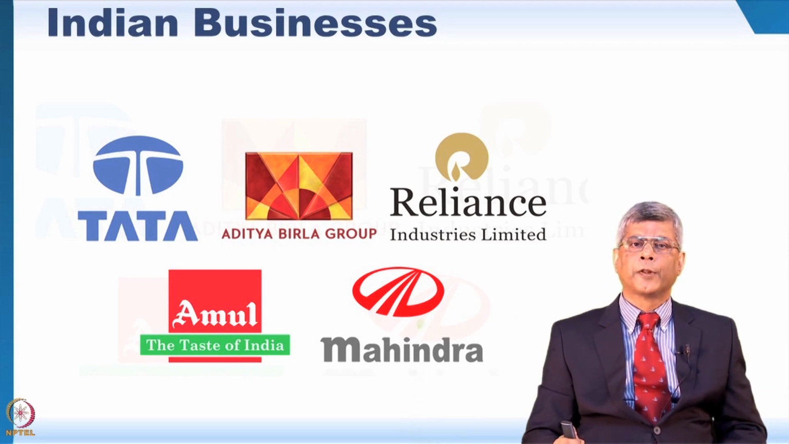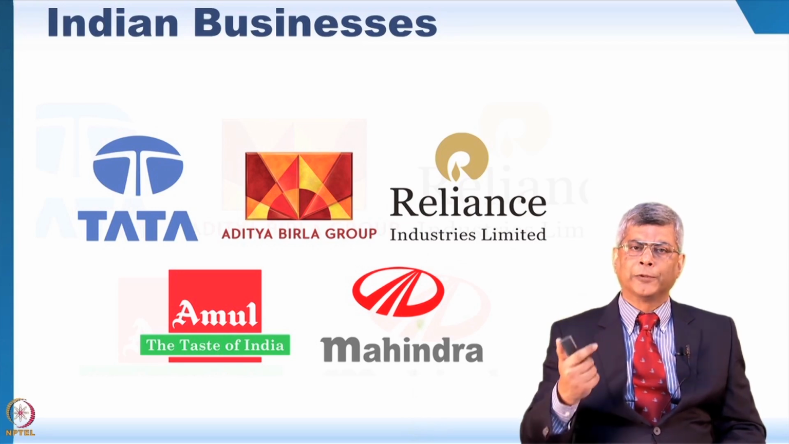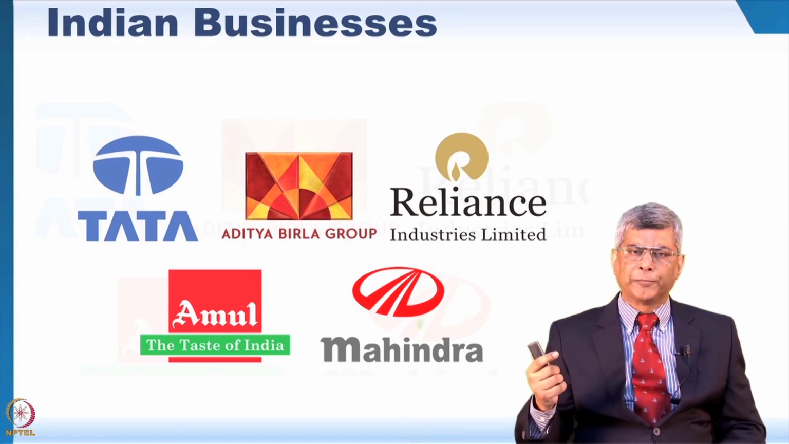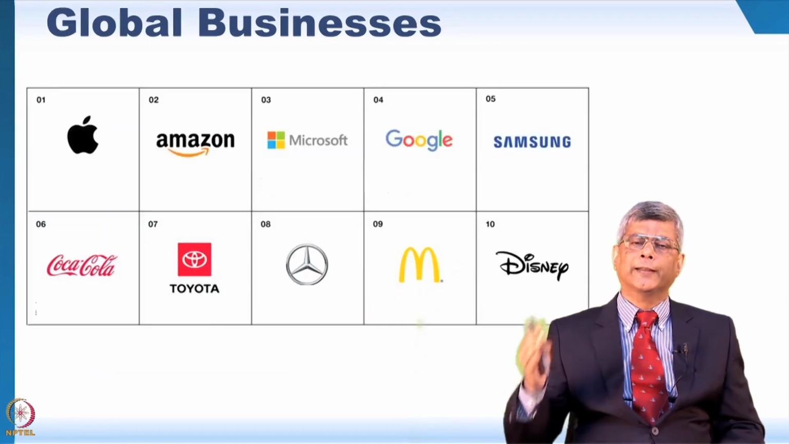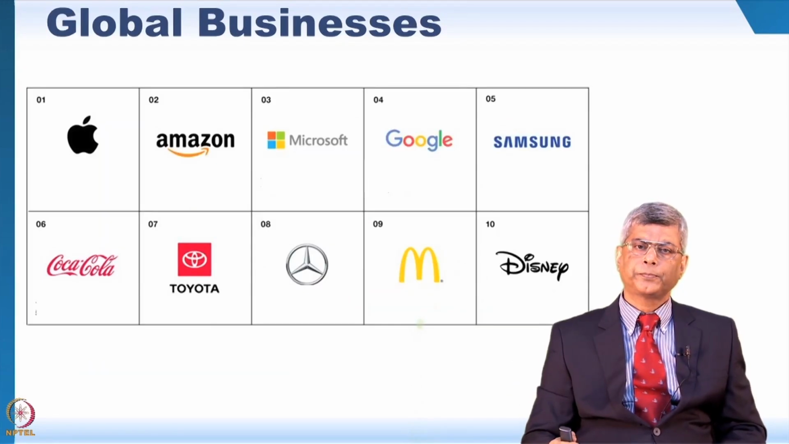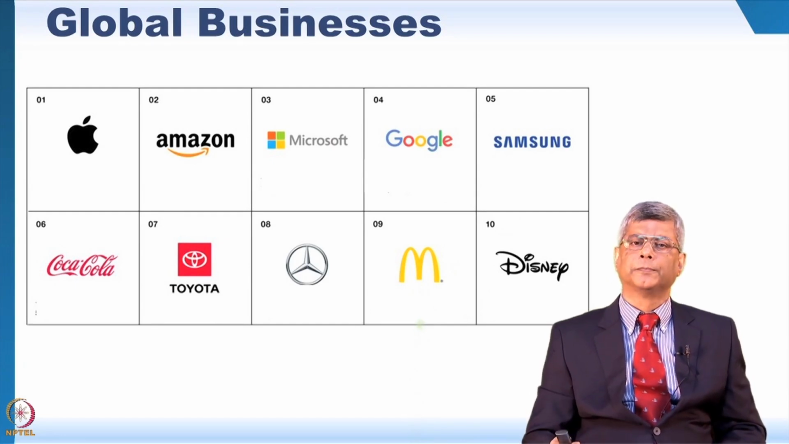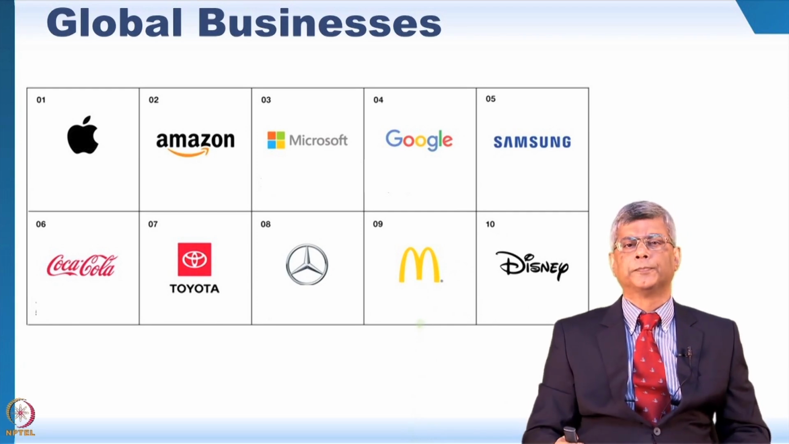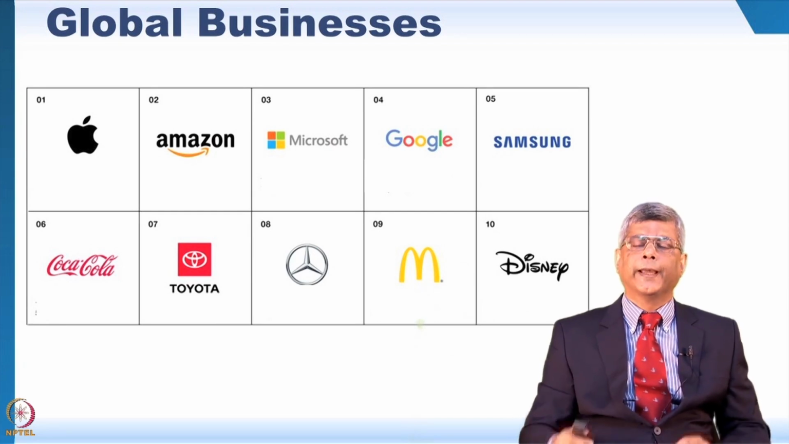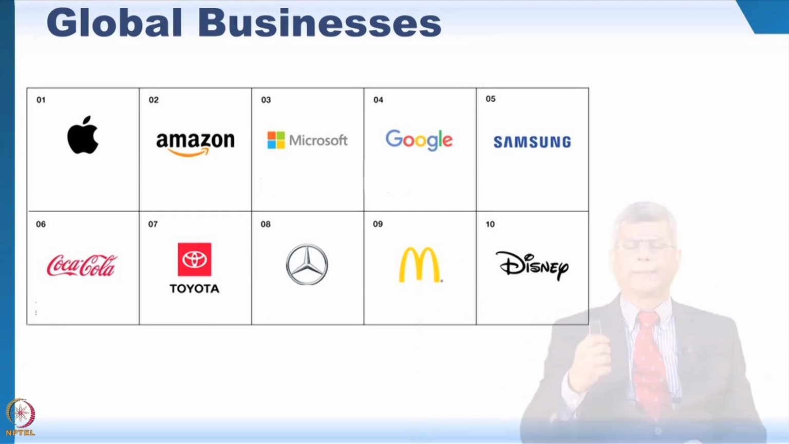And if you look at it globally, you will see large businesses such as Apple, Amazon, Microsoft, Google, Samsung, and a whole range of other businesses in the electronic and digital space. You could also think of Coca-Cola in beverage, or Pepsi, or Toyota, or Mercedes, or Volkswagen in cars, or McDonald's, or Burger King in quick service restaurants, or a Disney in entertainment. These are examples of businesses you'll probably see in your daily life.